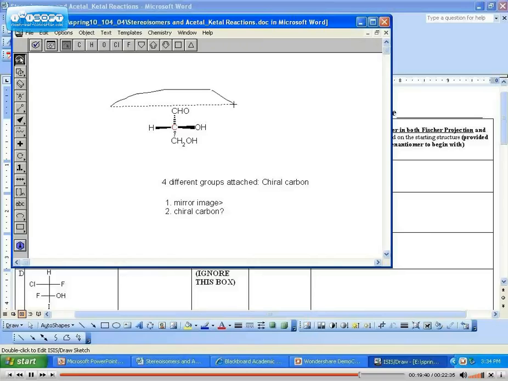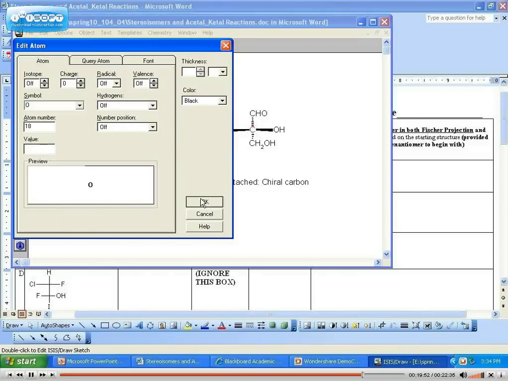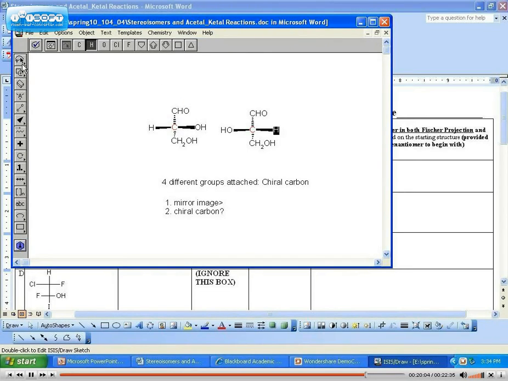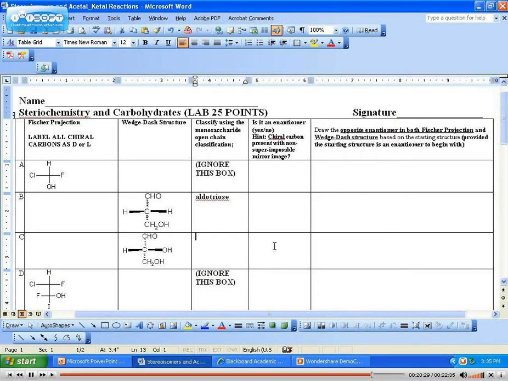So, wrapping this up, you can go ahead and create a mirror image. Here is its mirror image. All I'm going to do is change the side groups and voila. Here we have its mirror images. And so this right here is an enantiomer of this one because it has a mirror image and it has a chiral carbon. So in this case right here in B, it would be no. However, in C, it would be yes.